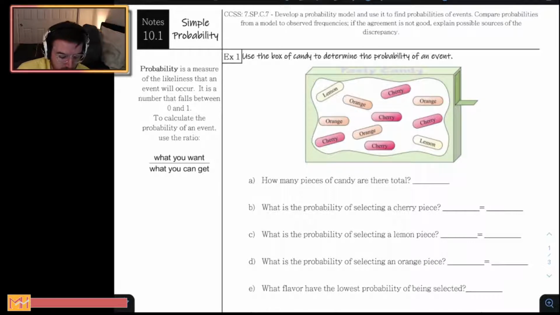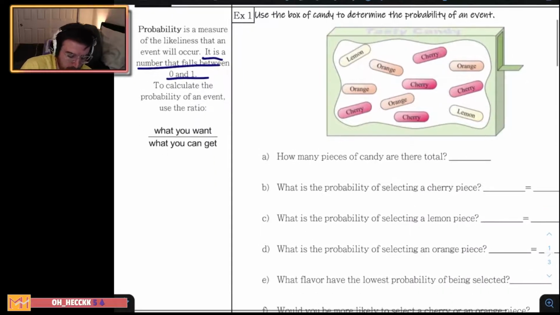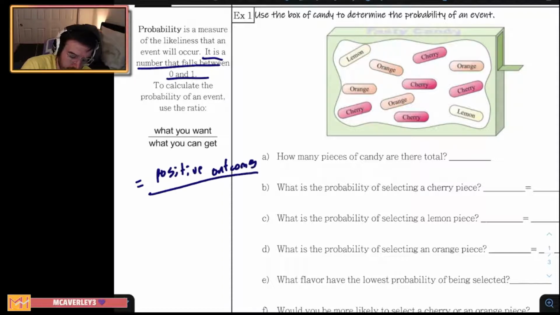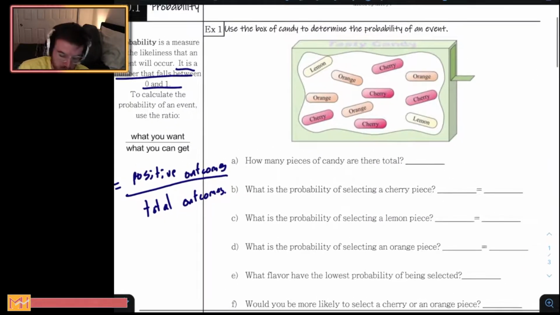Probability is a measure of likeliness that an event will occur. It is a number that falls between 0 and 1. To calculate the probability in an event, you use the ratio of what you want over what you can get. Or another way to write this is positive outcomes over total outcomes.